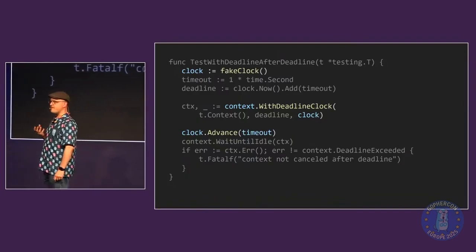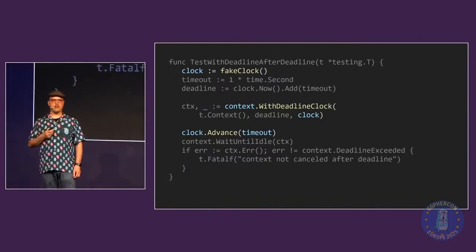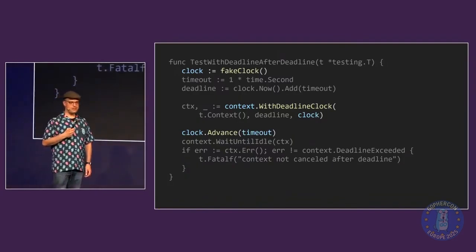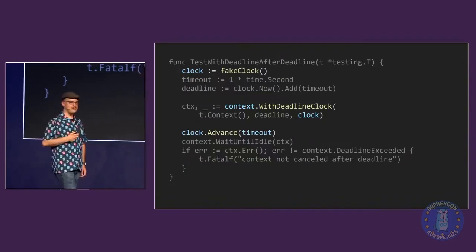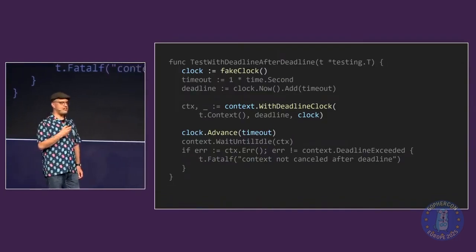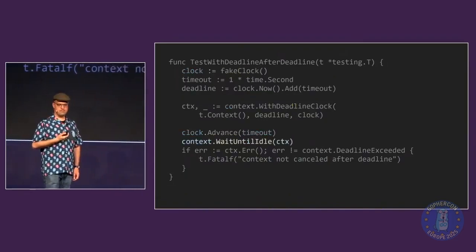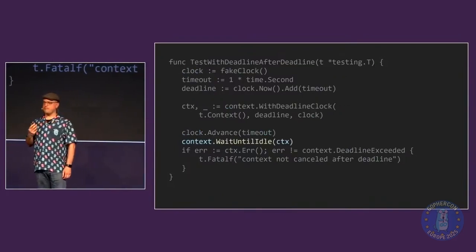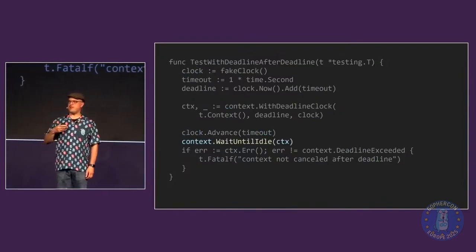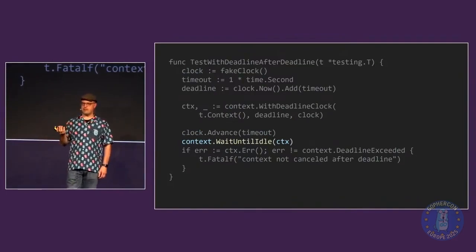There are various fake time packages out there, or you can write your own. It's not particularly difficult. We need to modify our API, however, to accept a fake clock. So here I've added a WithDeadlineClock function that takes an additional parameter. And when we advance our fake clock, we have a problem. Advancing the current time is an asynchronous operation.